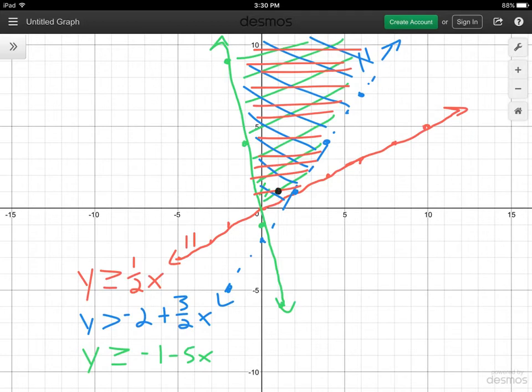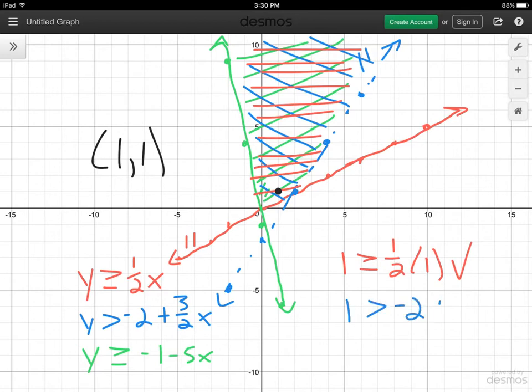And let's just see what we get when we choose (1, 1). So for the red line, we're saying 1 is greater than 1/2 times 1, which is true. The blue one, we're saying 1 is greater than -2 plus 3/2 times 1, which is 3/2. Okay, so that would be 1 being greater than -1/2, so we're good still. And the green one, 1 is greater than -1 minus 5, which is -6, and so we're happy.